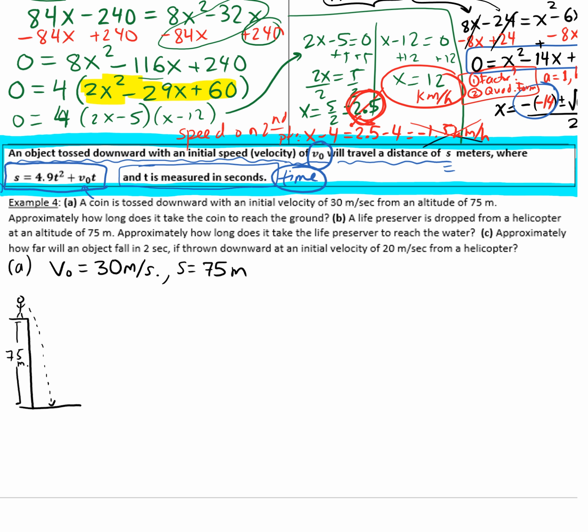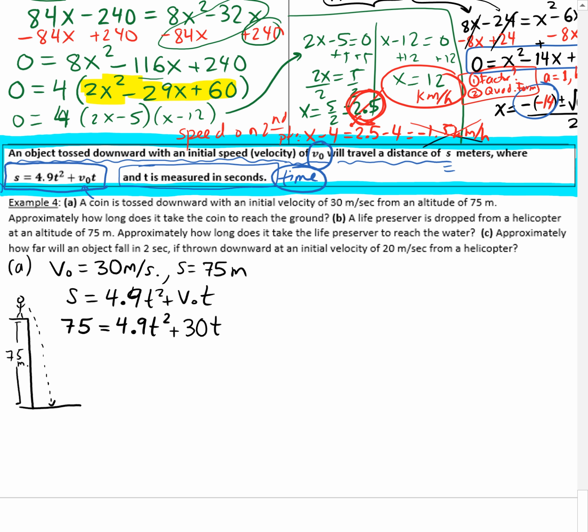So we got those, and it wants to know approximately how long does it take the coin to reach the ground. So I guess that's all they give us. I must be using the formula that's in the box. It's s equals 4.9 t squared plus v0 or v naught t. s, we already know, was given to us. It's 75. 4.9 t squared is something we don't know because that's what they're asking for. How long does it take? So what's the time? And then the initial velocity was 30.